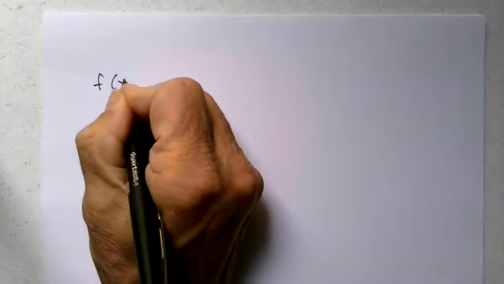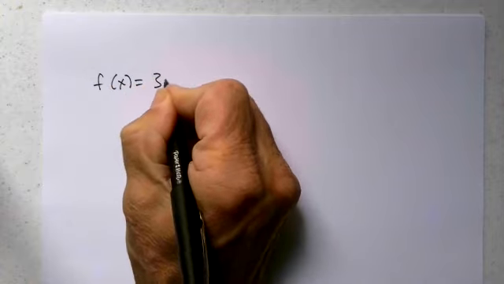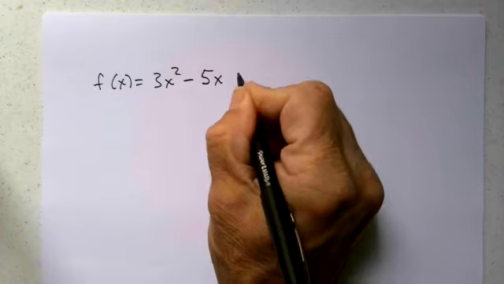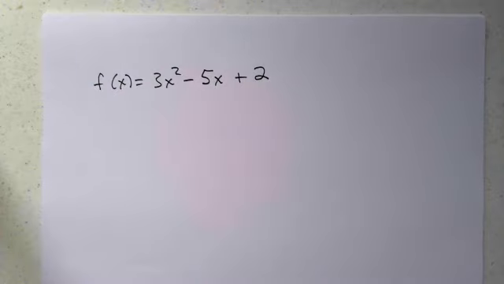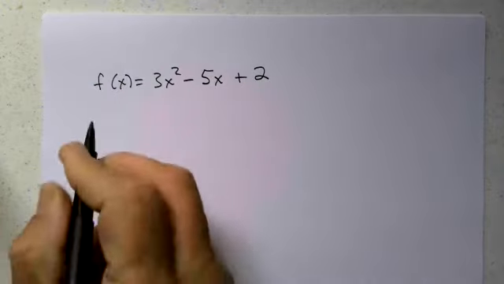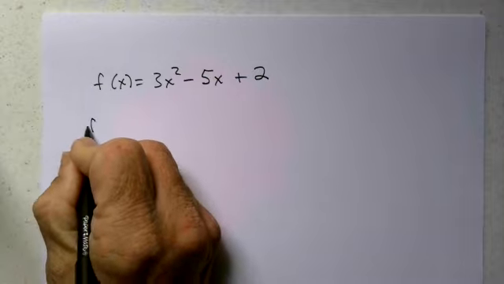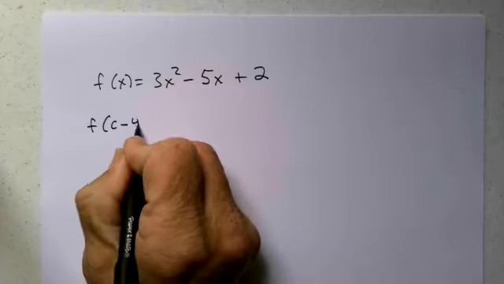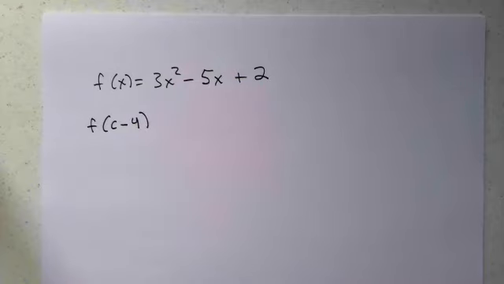Let's look at an example. If I have f of x is 3x squared minus 5x plus 2, and let's say I'm interested in seeing what, for example, f of c minus 4 is. How do we do that?